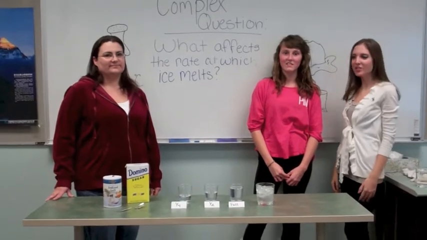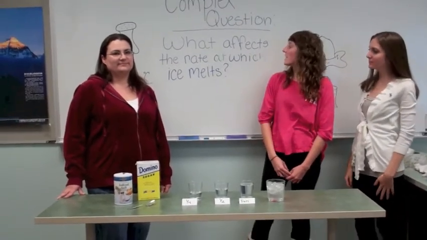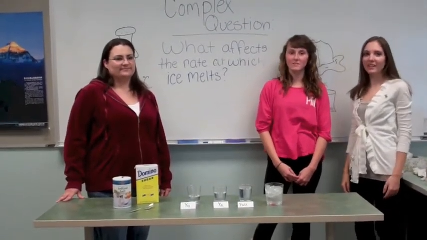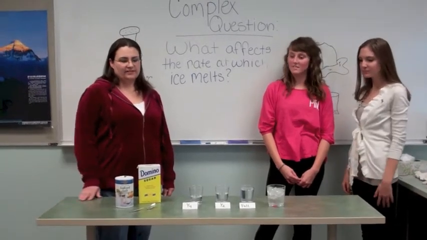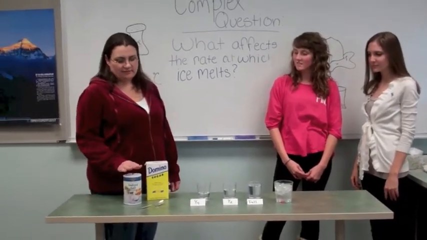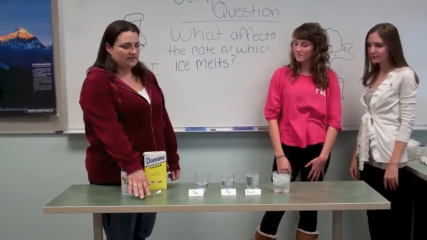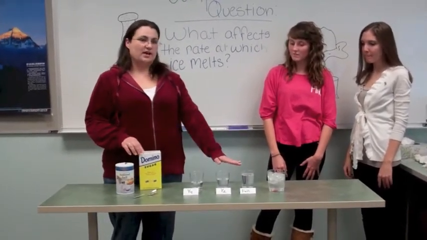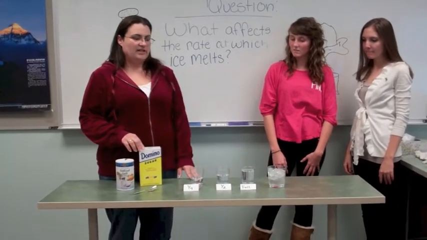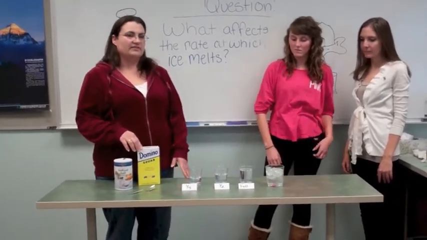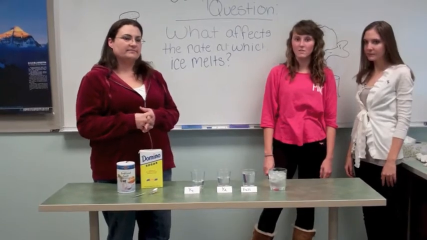Again, our complex question is, what affects the rate at which ice melts? And the materials we used. For today's experiments, we used regular table salt and regular sugar. We used a teaspoon of each, and we added them to regular tap water, all of the same temperature. We also used different amounts of ice in different sizes.